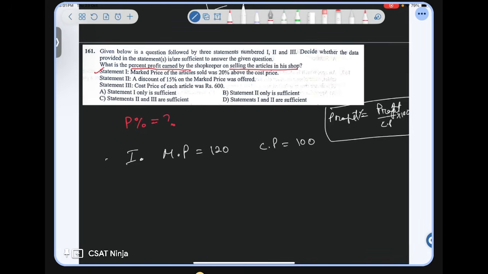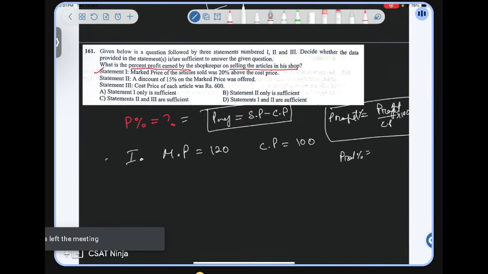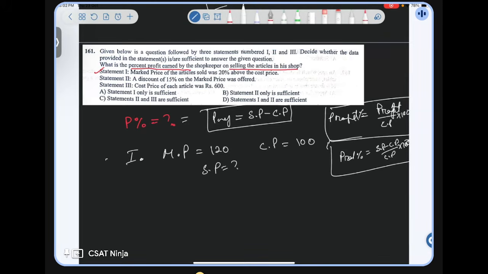Or in other words, profit percentage can also be written as profit, meaning what? Profit means you are buying something at a cheaper rate and selling at a higher rate. That means your selling price will be more. That means there is some profit there. That's how we say, right? So profit percentage is nothing but selling price minus cost price divided by cost price into 100. So you look here. In order to get profit, you need to know the selling price, but we don't know the selling price here.